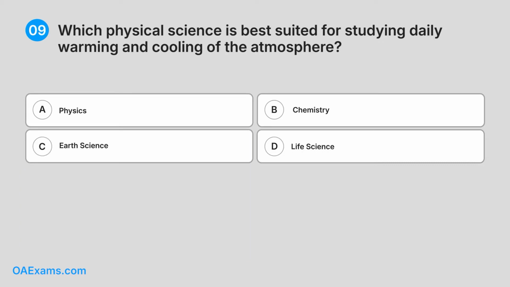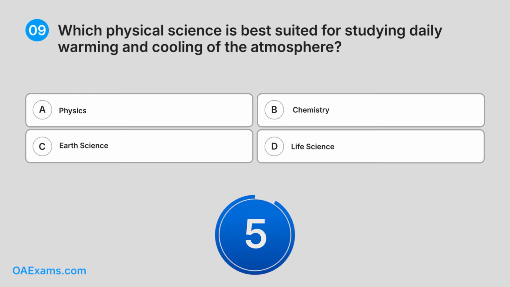9. Which physical science is best suited for studying daily warming and cooling of the atmosphere? A. Physics. B. Chemistry. C. Earth science. D. Life science. Do you know the answer?